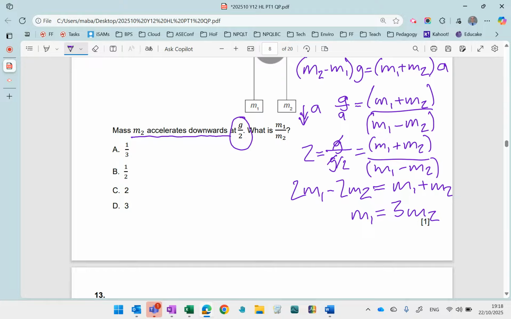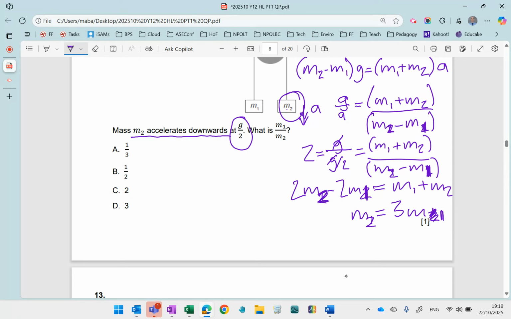Did I make a mistake somewhere there? Oh yeah, I did. Oh damn, that should have been M2 all along. It's M2 minus M1, my bad. Why? Because M2 is the larger of the two masses, so we've got all of this the wrong way around. So it's minus like that. There we go. So actually M2 is equal to 3 times M1.